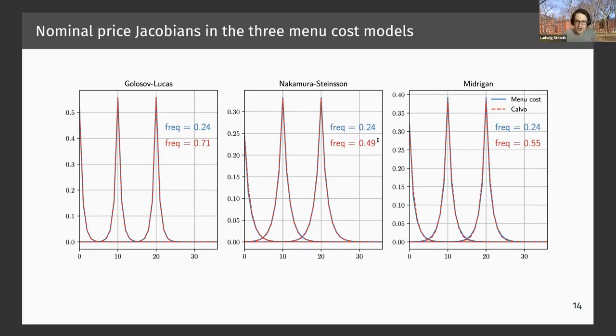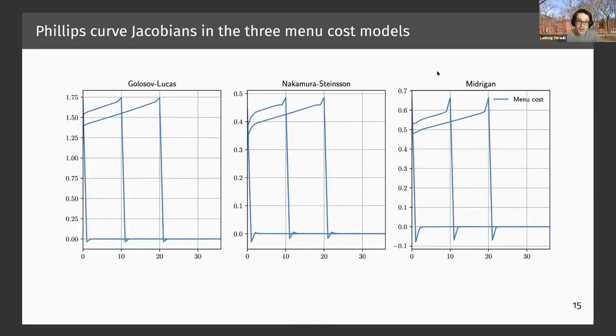Okay, there are some deviations, and if you squint hard enough, you're going to see that the Nakamura-Steinson model has a little bit of a deviation here at the top, and similar for the Midrigan model. But overall, this is a really, really close fit. Now, it's not quite as close for the Phillips curve Jacobians, but it's still very close.